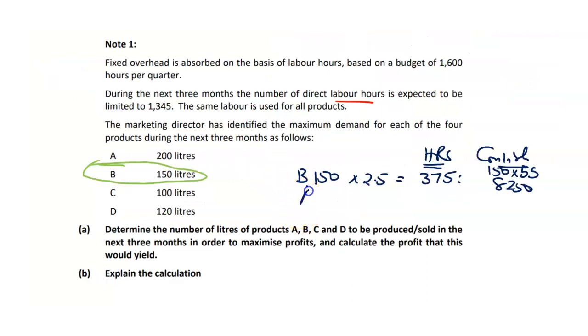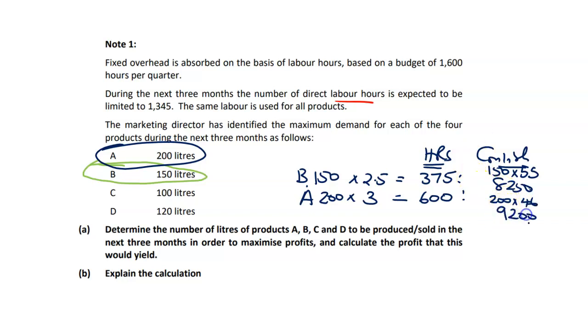So A is 200 liters times 3 hours, and that's 600 hours, right? Fine. And then I now know that my contribution on A is 200 times 46, and that's 9,200. Good. So the numbers I need, ultimately, I have this and this. It's not the tidiest, but give me.